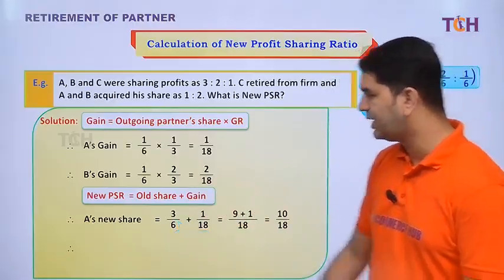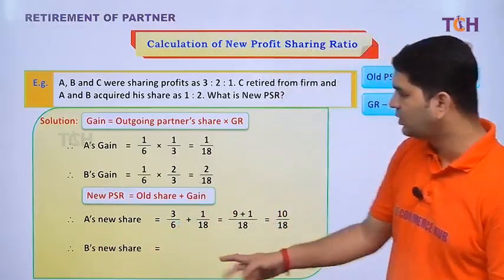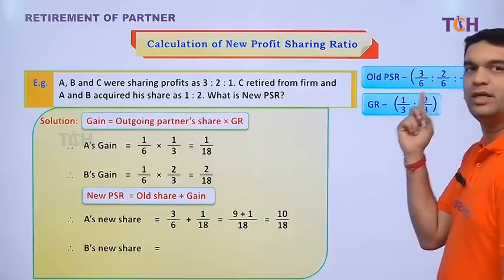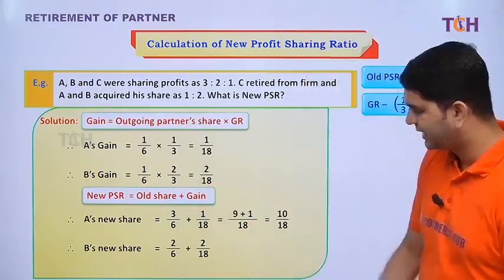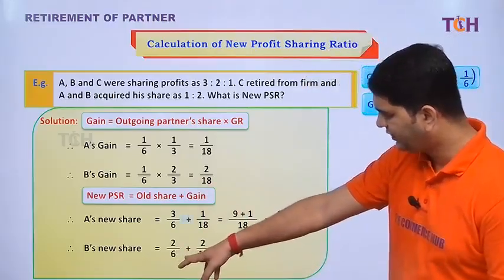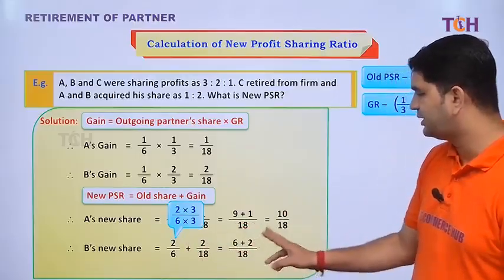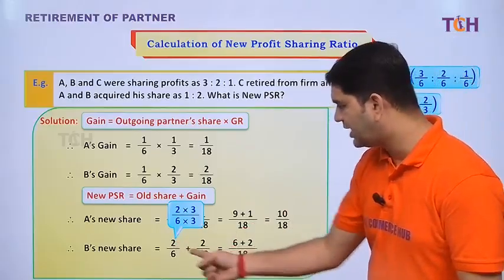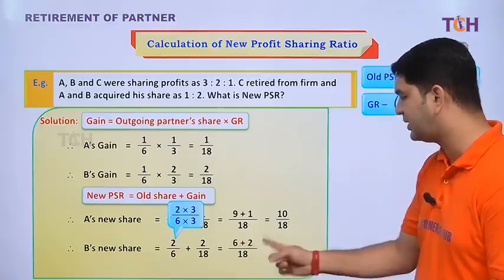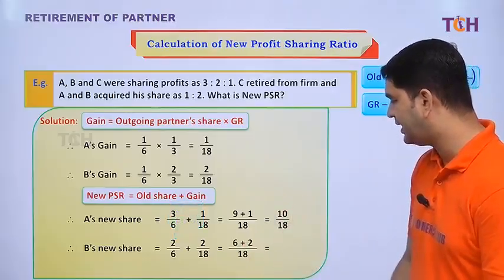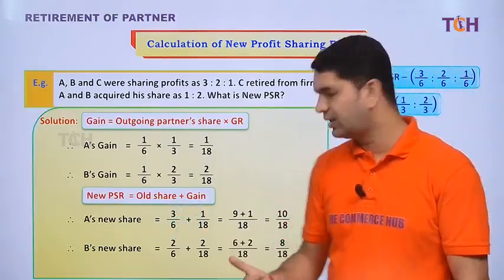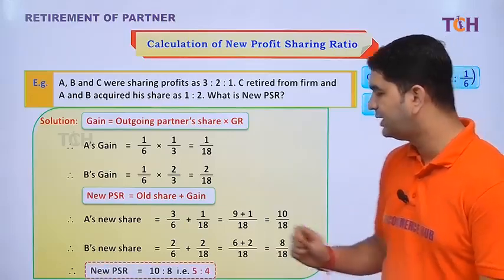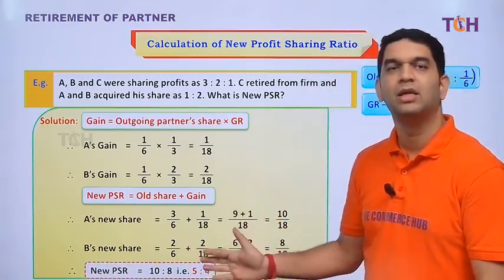For B, the same thing will apply. B's new share is equal to, now B's old share is 2/6 plus his gain is 2/18. So again, if we equalize the denominator, it is 6/18 plus 2/18. Right? I hope you are getting this. Simple mathematics. We are equalizing the denominator, so we are multiplying by 3. So 6 plus 2 by 18 will be 8/18. So now what will be their new share? It is 10 is to 8, and 10 is to 8 itself means 5 is to 4. That is what the new share is.